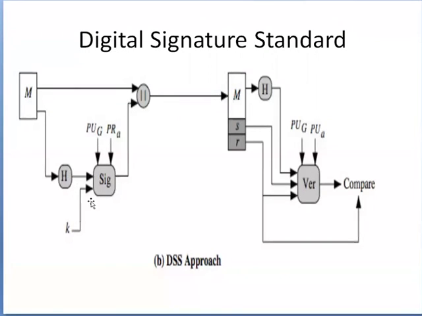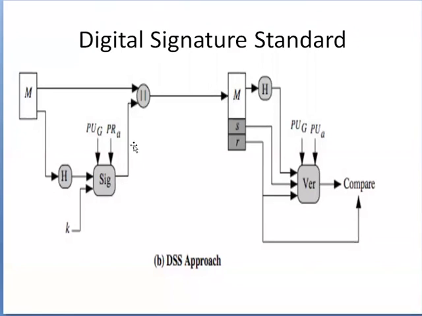The hash code, the random variable k, the global public key component PUG, and the private key of A, who is sending the message, are given to the signature function. Now what is the output of the signature function? The output is the message, the plain message text, then S and R. What S and R are, I'm again going to explain. So this is what the signature function does.